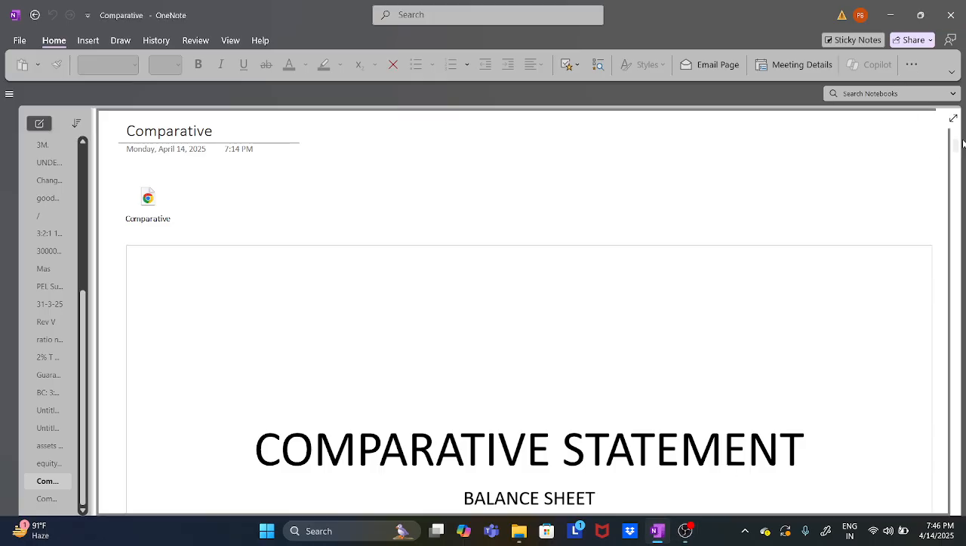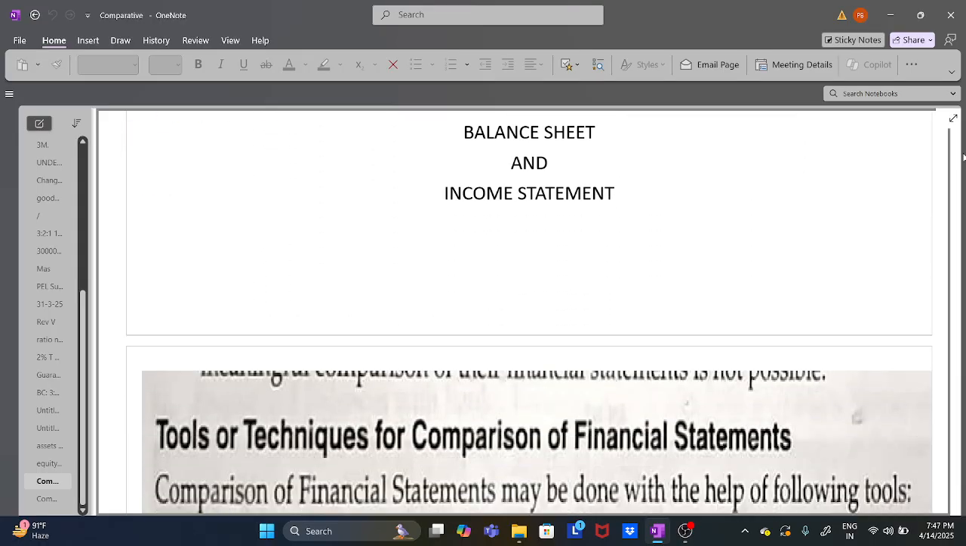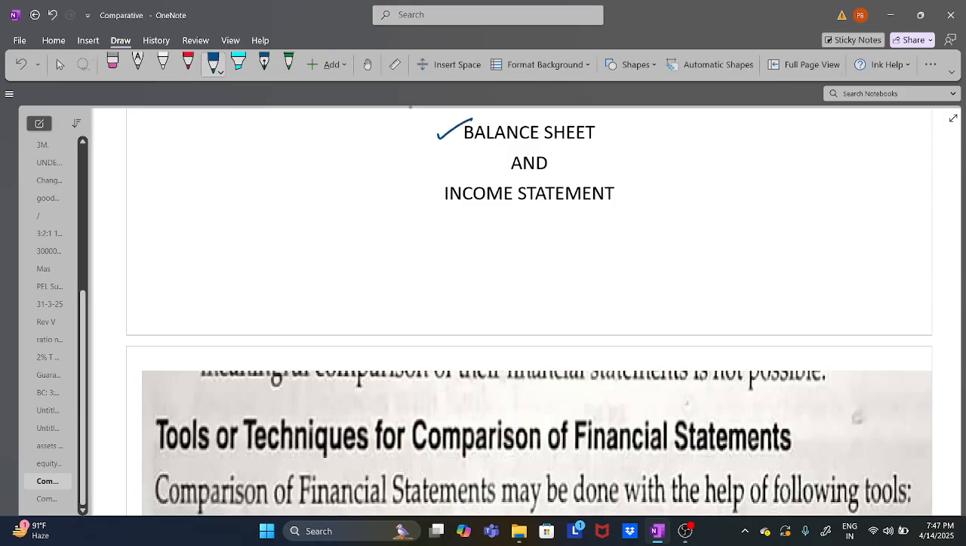Now we'll study about comparative statement. This is a part of chapter 3. You can be asked to prepare a comparative balance sheet or you can be asked to prepare a comparative income statement.